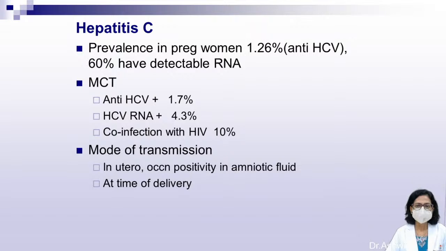The prevalence in pregnant women is around 1%, and 60% will have detectable RNA. That is important because mother-to-child transmission is just around 1 to 2% if antibodies are positive. If viral particles are detectable, it increases to around 4 to 5%. If there is co-infection with hepatitis, the risk of vertical transmission for both HIV and hepatitis C increases. Mode of transmission is usually in utero or at the time of delivery.